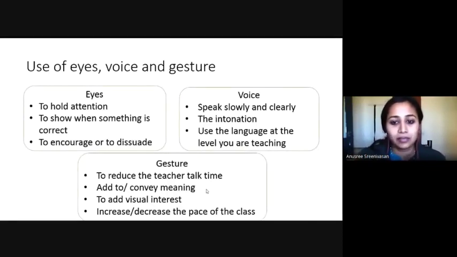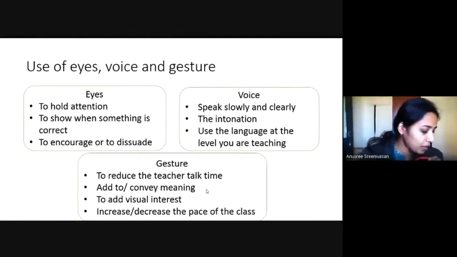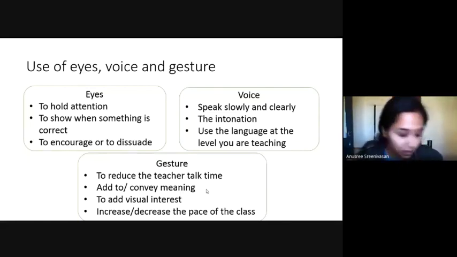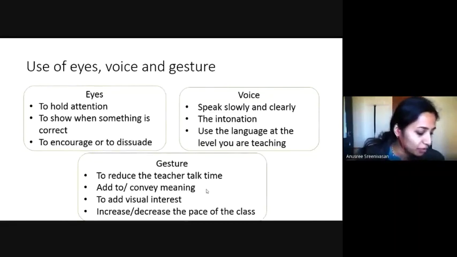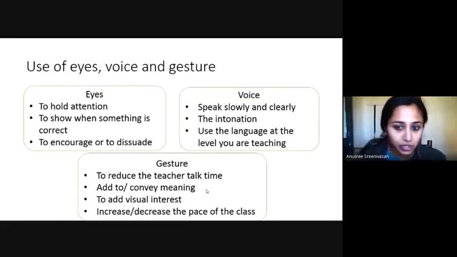Moving on to voice. Voice itself will naturally change depending on what you're doing in the classroom. We should be very careful to enunciate each and every word slowly and clearly. We should be careful to use intonation properly, the rise and fall of the pitch, so that your class is not monotonous. It's a bit more interesting.